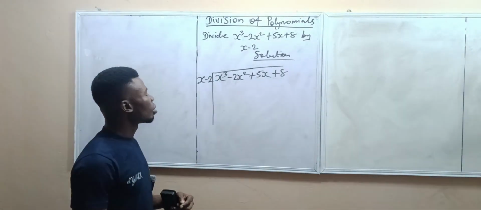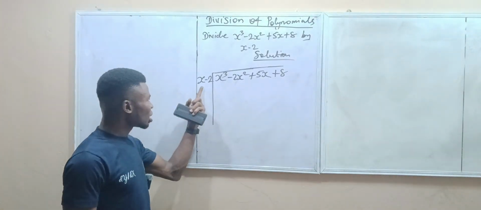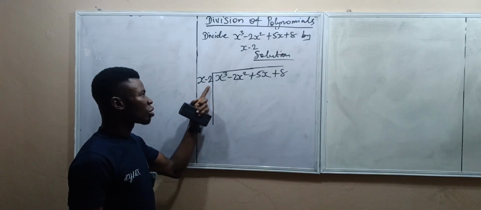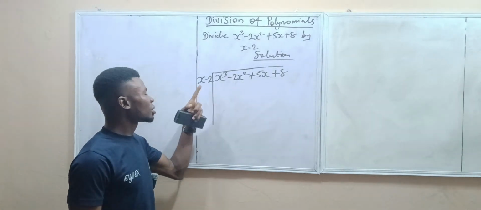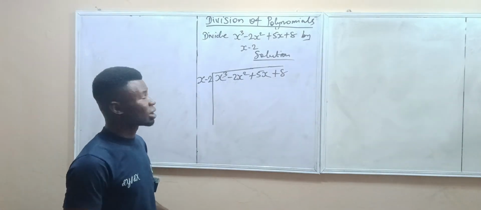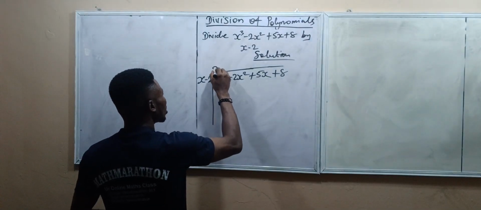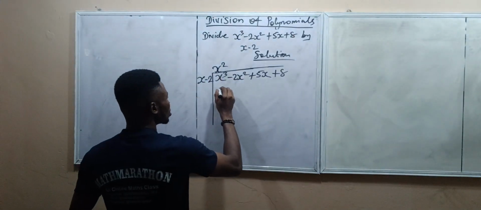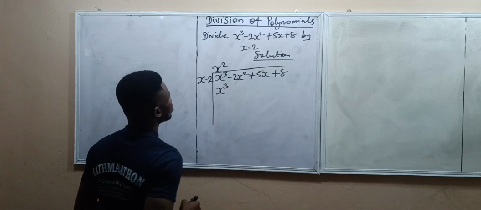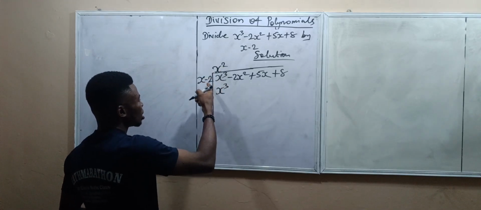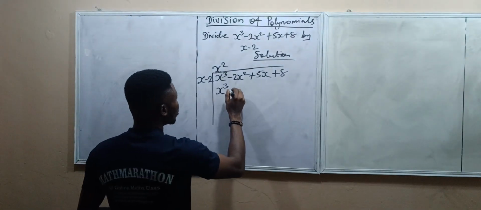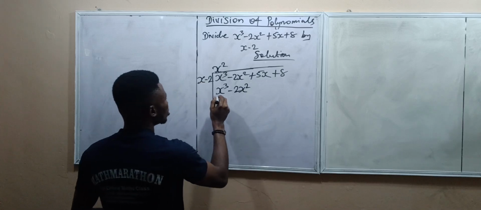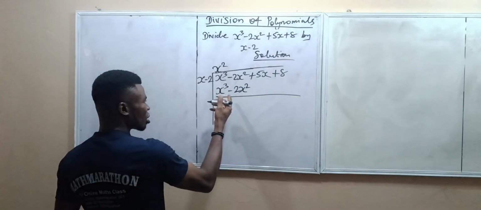Now, look for a number or a variable that when you multiply with the first term of the divisor, it will give you the first term of the polynomial. Don't consider the second term first, only the first term. That is x squared. So x squared times x will give us x cubed. Now that same x squared times minus 2 will give us minus 2x squared. Now nothing else to multiply. Then you subtract the second from the first.